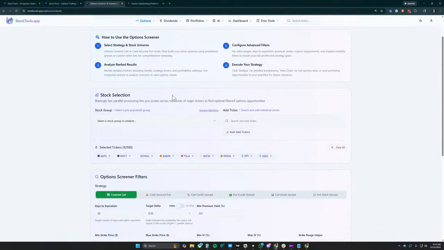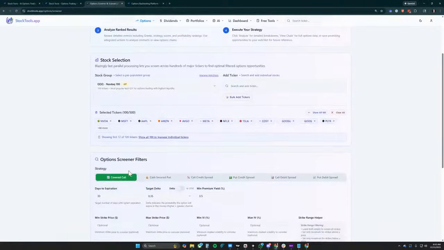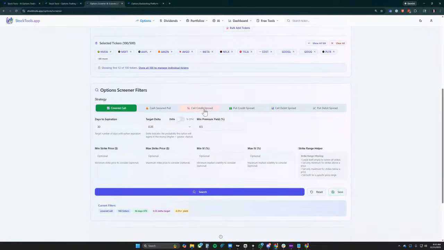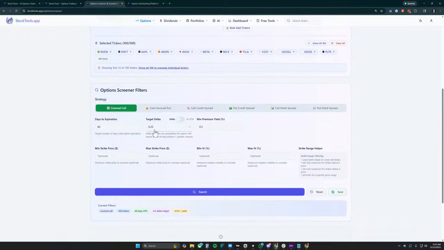I have an option screener. So let's say you want to do that fast across a whole bunch of stocks. You can come in here for the whole QQQ, and we can search for covered calls, puts, call credit spreads, put credit spreads, call debit spreads, put debit spreads. We can change the expiration, look for this week, or look for 60 days from now. We can change delta, and look for the 60 DTE. We can even filter for the minimum yield as well.